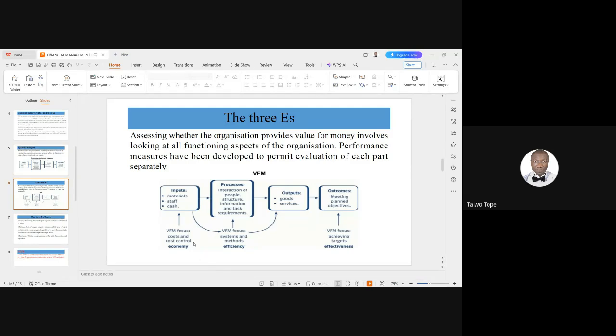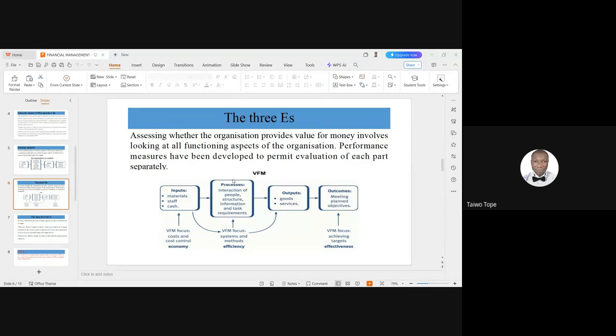The three E's: assessing whether the organization provides value for money involves looking at all functioning aspects of the organization. Performance measures have been developed to permit evaluation of each part separately. Now, talking about the three E's, we have economy, efficiency, and effectiveness. Economy, I put that it is procuring inputs of the right quality at the lowest cost. That is economy. Somebody will say you are economizing. You're getting the right input, even at the right quality, at the lowest cost.